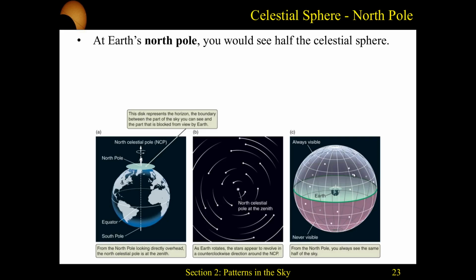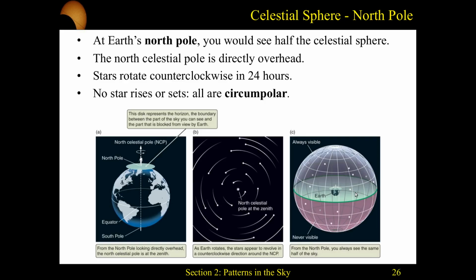No matter what, any time of the year if you live at the North Pole, you will always see these stars. But notice that these other stars are always outside of your view. Specifically, Earth will always obscure your vision of them. So, when you live at the North Pole, you will always see half of the celestial sphere.